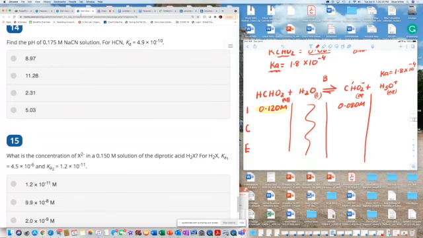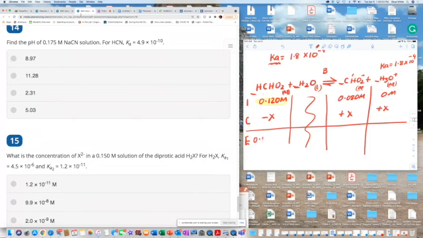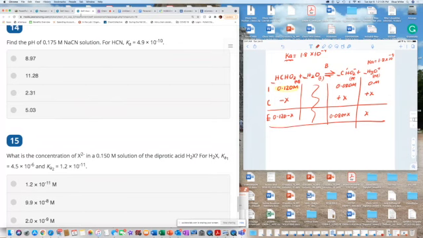I wasn't given anything for the hydronium ion. Usually we're not. So this is going to be 0 molar, like regular. Just like before, we do our change in terms of x: negative x, negative x, positive x, positive x. Then you add these: 0.120 minus x, 0.080 plus x, and then x. Then we do the K expression.